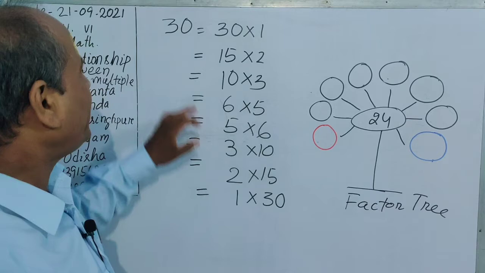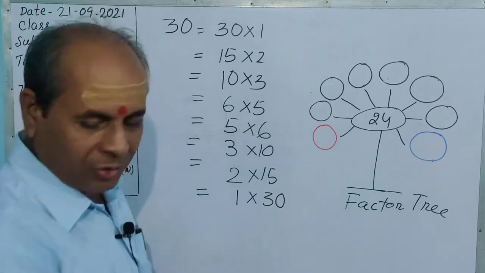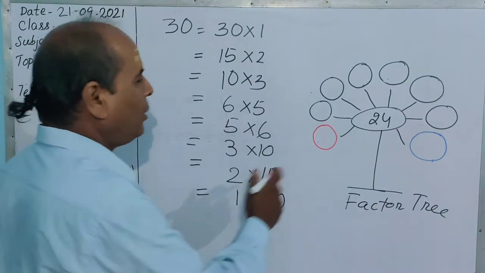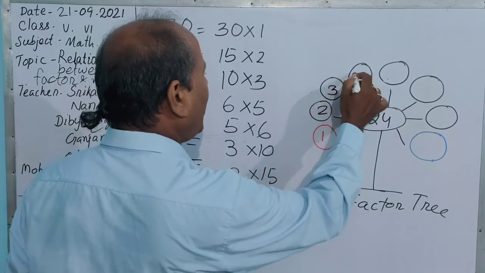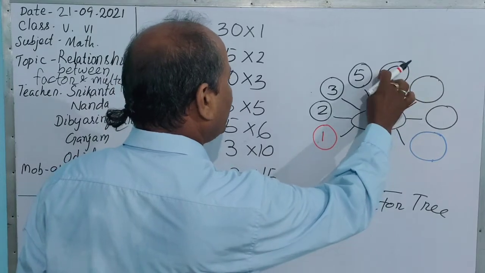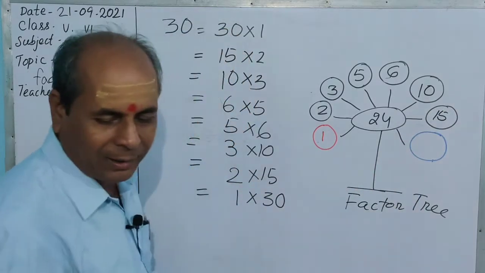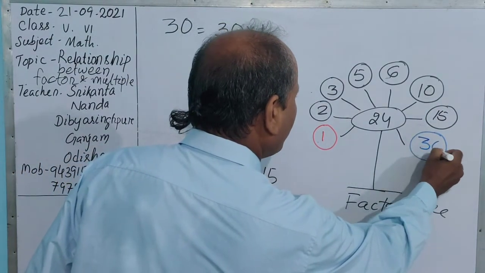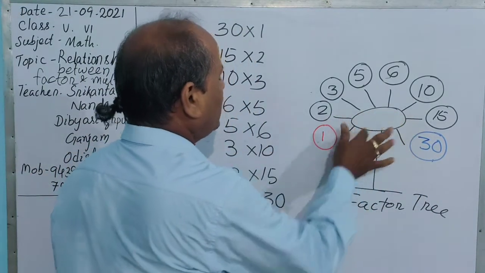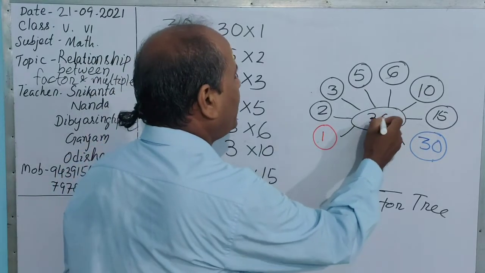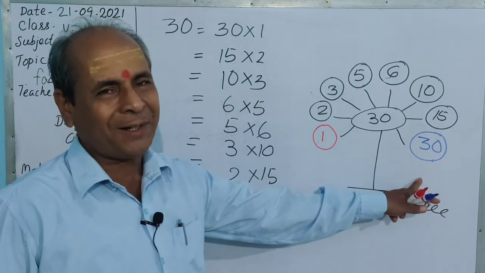Now, we can arrange them. How many factors are there? 1, 2, 3, 4, 5, 6, 7, 8. Now, we can arrange them in the factor tree. What is the lowest? 1. Then 2, then 3, then 5, then 6, then 10, and then 15. And lastly, we get 30. All these are the factors of 30. From this factor tree, we can see how many factors there are, what the lowest factor is and what the highest factor is. Let's proceed.